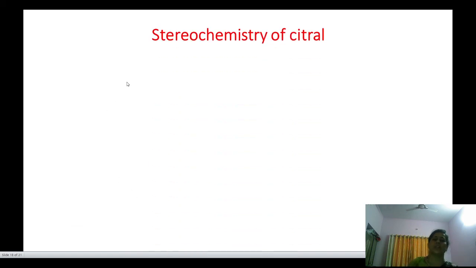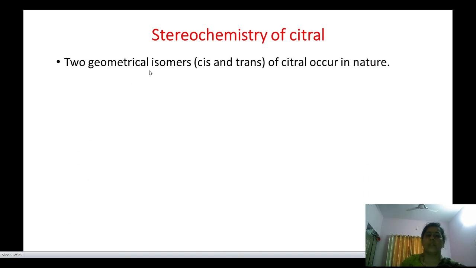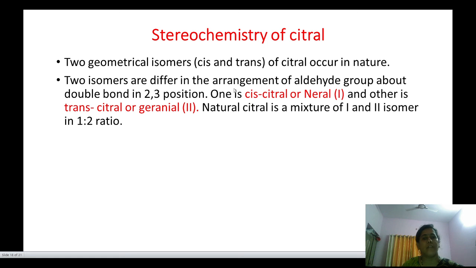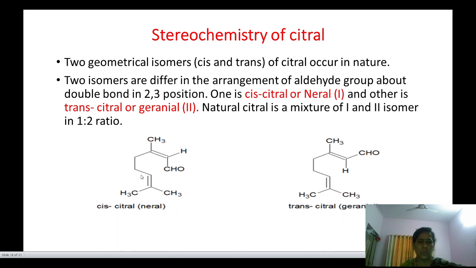Next, we are going to see the stereochemistry of citral. For citral, two geometrical isomers, cis and trans, occur in nature. The two isomers differ in the arrangement of the aldehyde group about the double bond at the 2-3 position. One is cis citral, called neral, and the other is trans citral, called geranial. Natural citral is a mixture of the two isomers in the ratio 1:2. This is the cis structure, called neral, and this is the trans structure, called geranial.